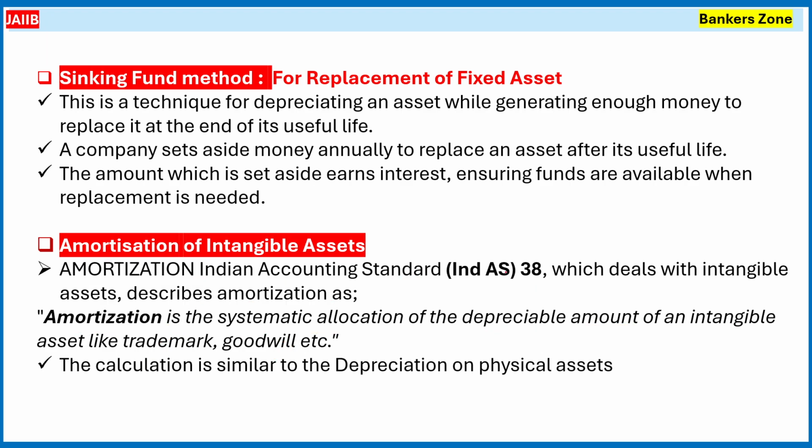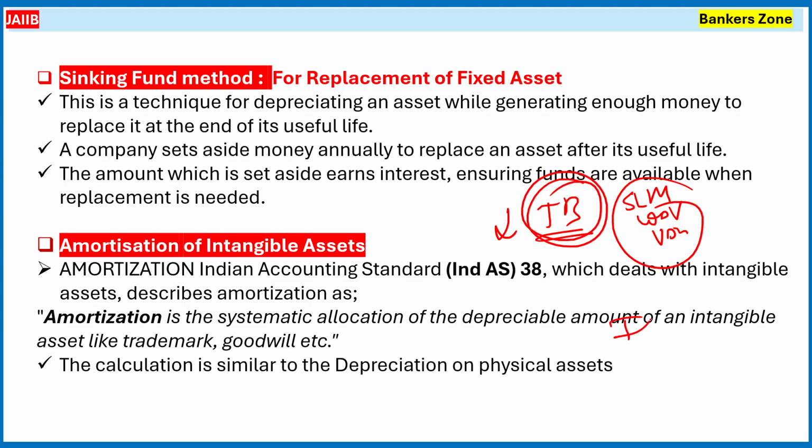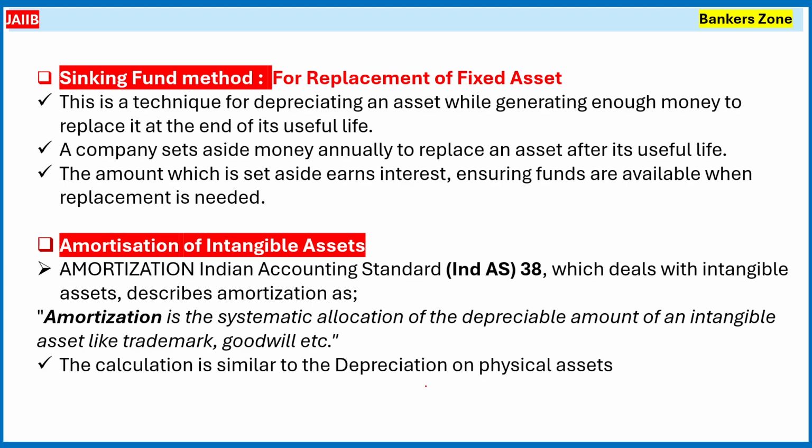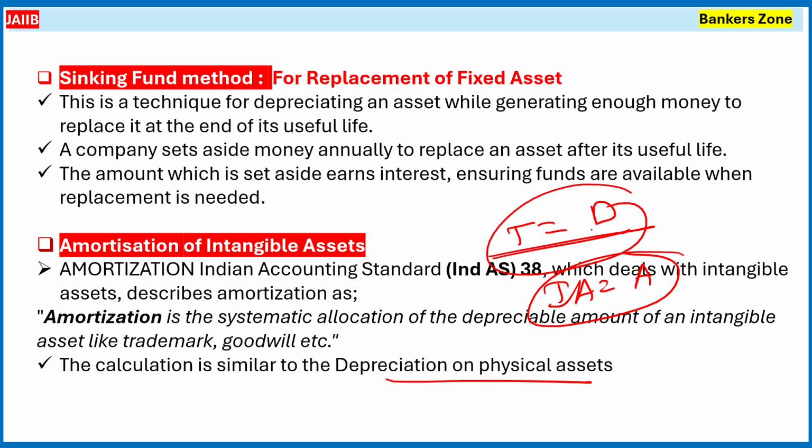Means what? See, we are doing depreciation for tangible assets. Previously we learned you can use the straight line method, written down value method, or the unit of production method. You can use it for tangible assets, but for intangible assets, what you do? You have to use amortization. Okay. So the calculation is very similar to the depreciation which we learned recently. So simply remember, for tangible assets we use depreciation and for intangible assets we use amortization. Only those two things you remember.